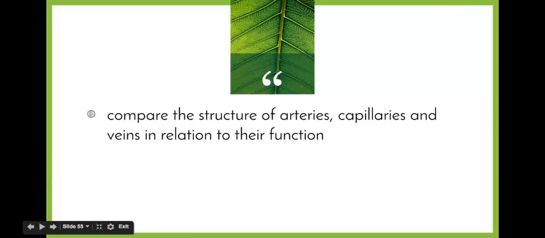This video is going to be having a look at the following dot point: compare the structure of arteries, capillaries, and veins in relation to their function. So there's two things that we need to do. Firstly, we need to compare the structure. So look at the similarities and differences and relate these to the function of these three types of blood vessels.